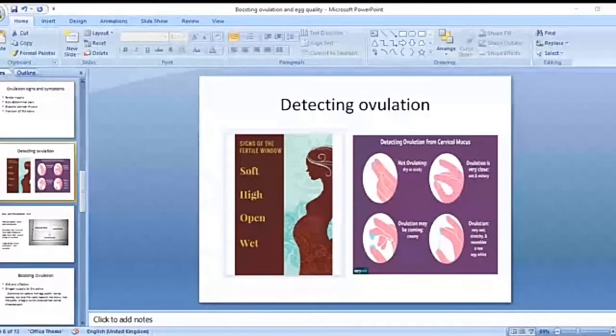The position of the cervix actually tells us if you're ovulating, so you need to note the position of the cervix while you are ovulating. Like for here, we can see the cervix is soft, high, open, and wet. Those are the positions of the cervix.